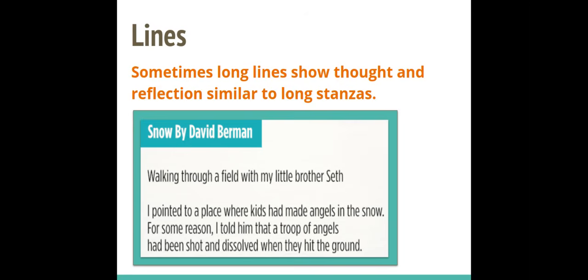For example, the poem Snow by David Berman. He simply says, "Walking through a field with my little brother Seth, I pointed to a place where kids had made angels in the snow. For some reason, I told him that a troop of angels had been shot and dissolved when they hit the ground." Okay, so again, this long line is just showing that the speaker is thinking, reflecting, remembering a time in his past.